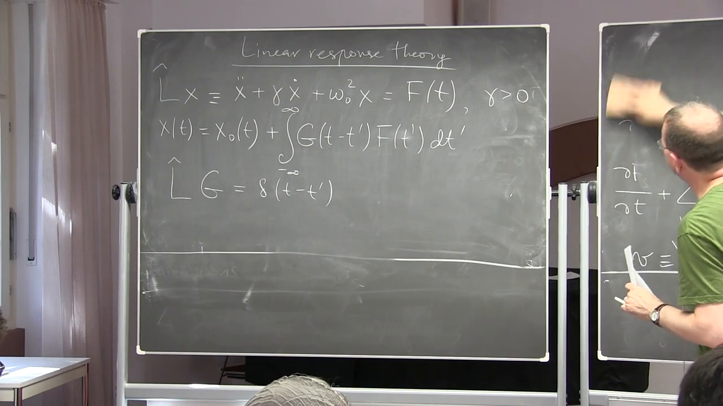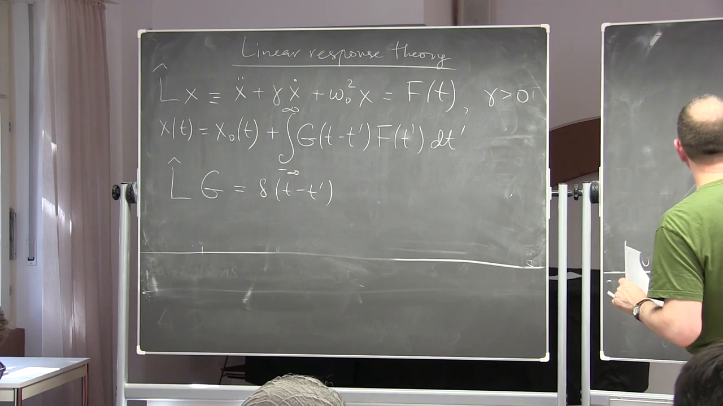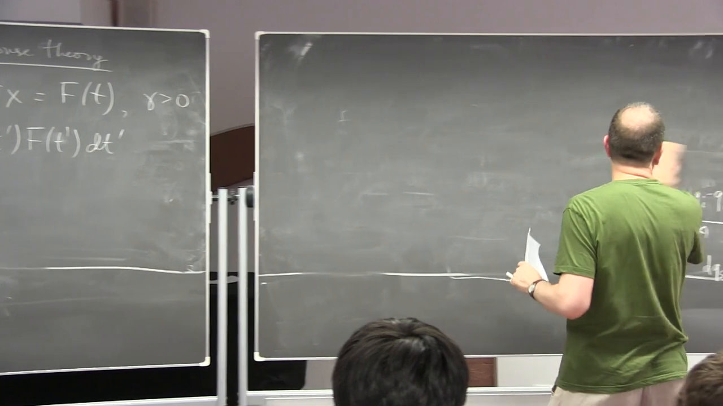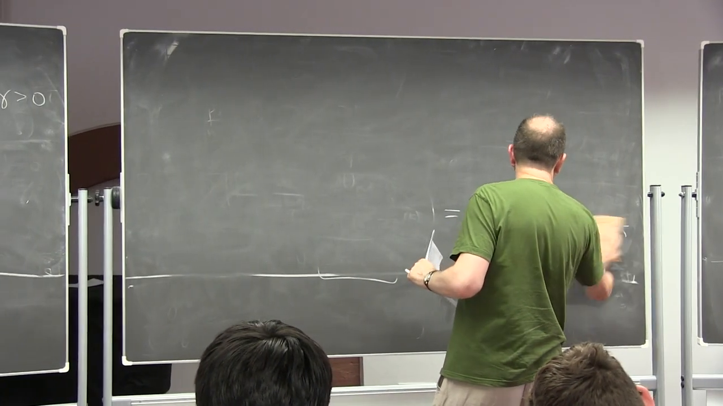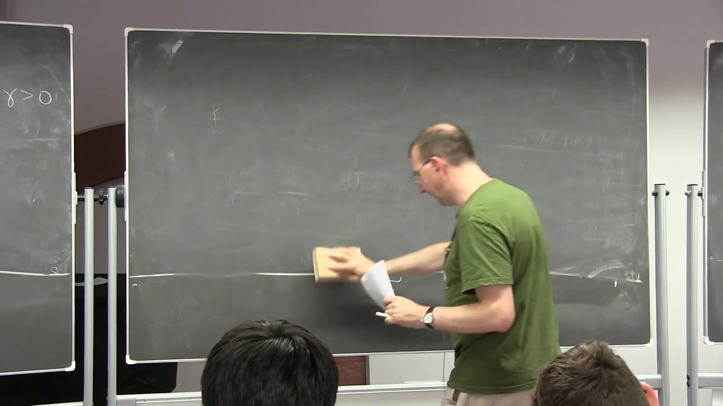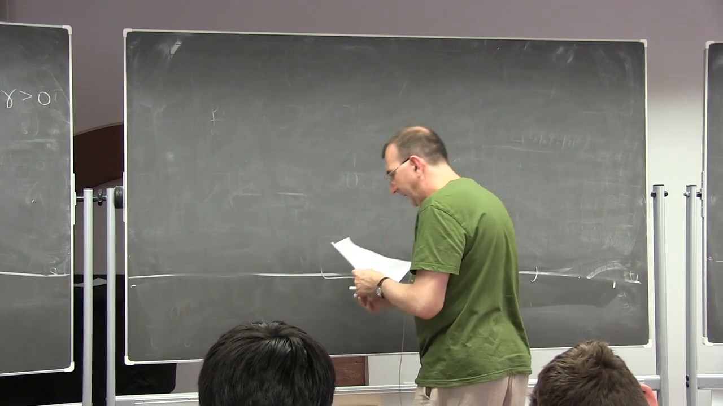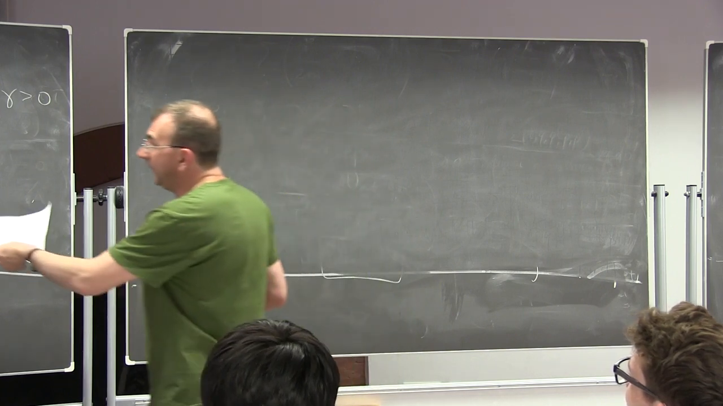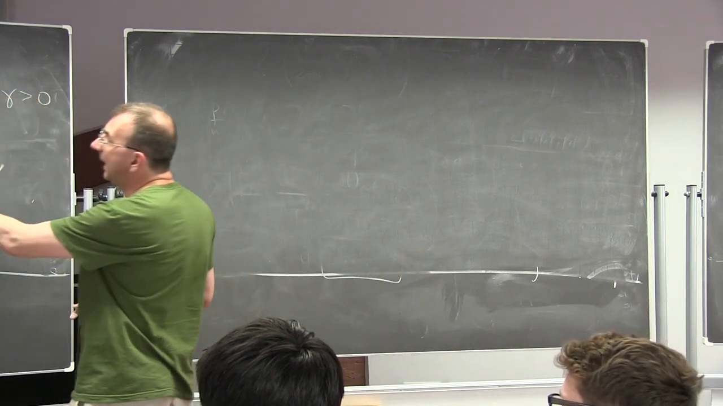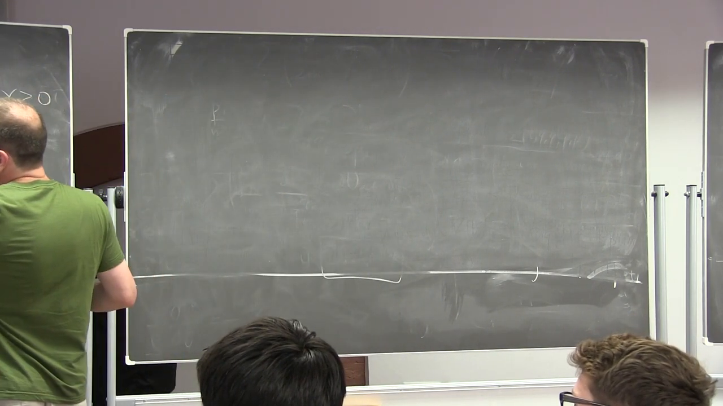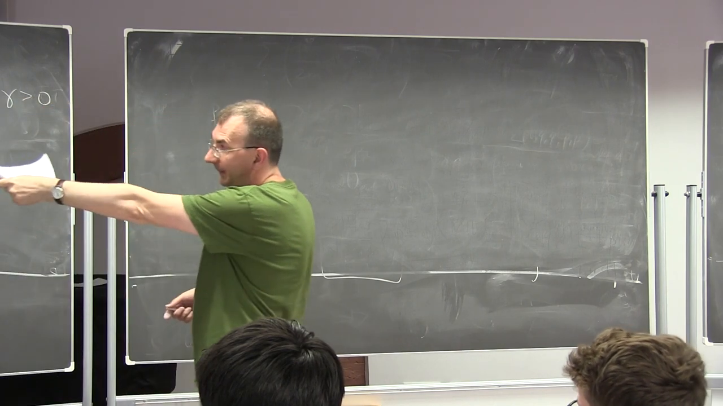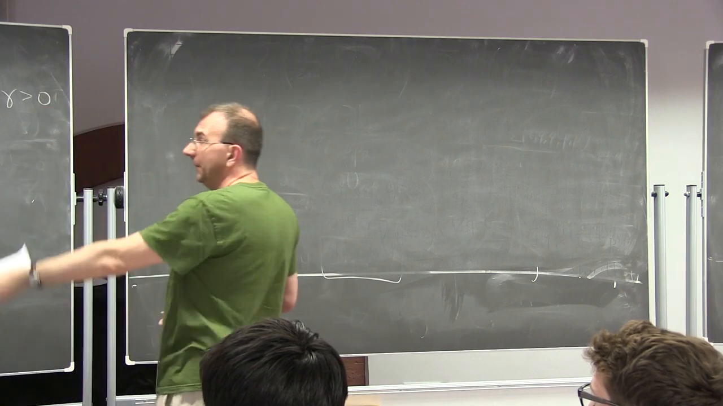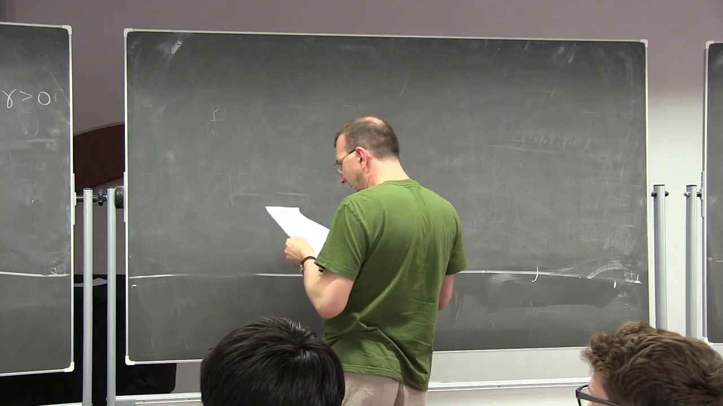Well, first of all, I can explicitly compute g, and then I can write down the solution in Fourier space. And this is actually more or less what we need, right? Modulo some technical complications. So g will depend on t minus t prime because the operator itself is translationally invariant in time. The coefficients do not depend on time, so I know that there is a time translation invariance in the operator itself.